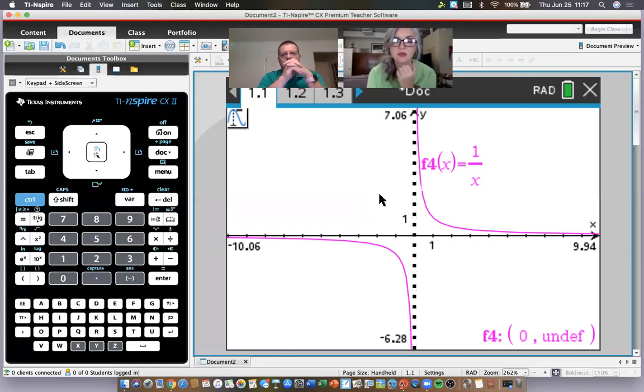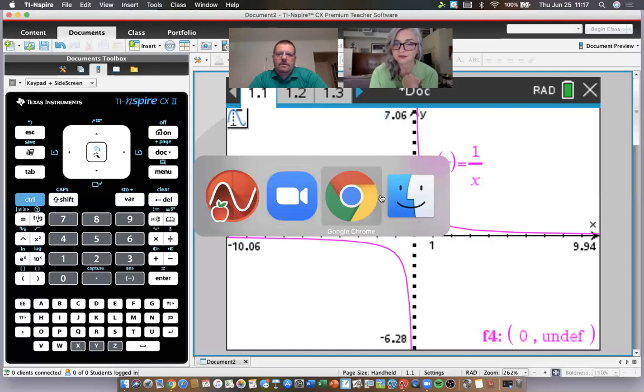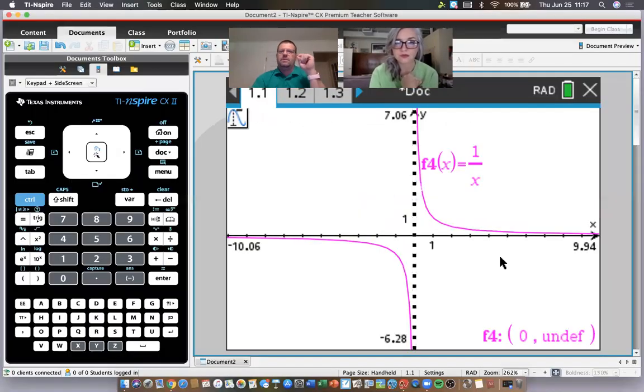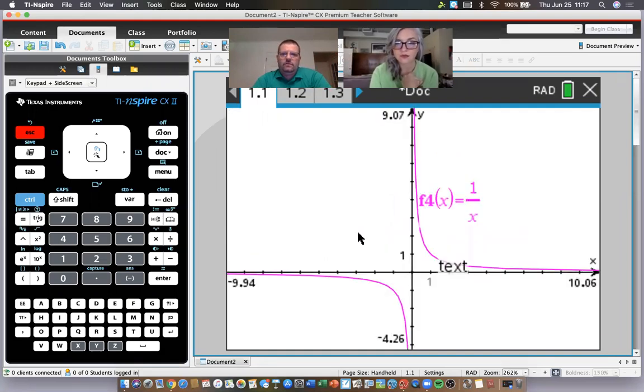In another sense, you would call this a domain restriction because it can't be part of the domain, right? You can see this graph goes left forever and it goes right forever, but it's undefined at 0. And that's what we're saying right here, that wherever the bottom polynomial is equal to 0, that is not part of the domain. So for this function, we would say the domain is all real numbers except 0.